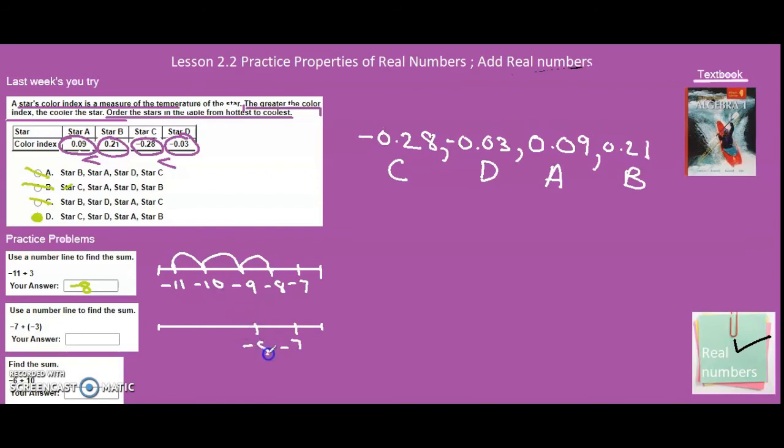We have negative 8, negative 9, negative 10, and negative 11. So we kind of made the same number line, but we're subtracting 3 from negative 7. This time we're going to jump on the left side. Negative 7 is here. 1, 2, 3. So negative 7 minus 3 is negative 10.